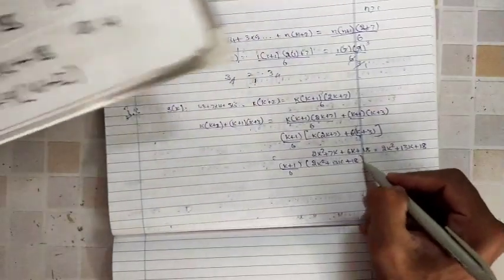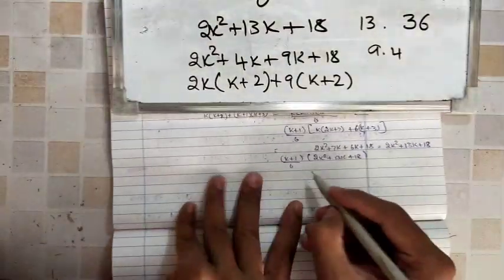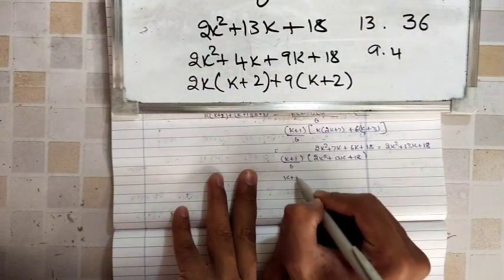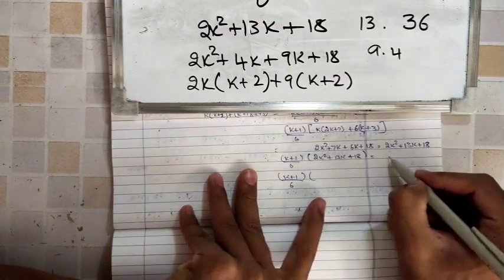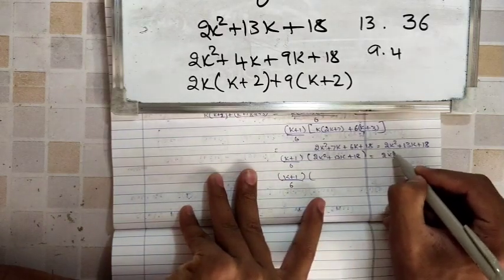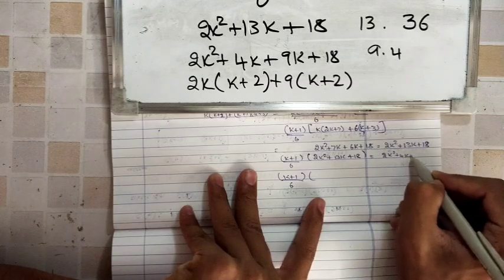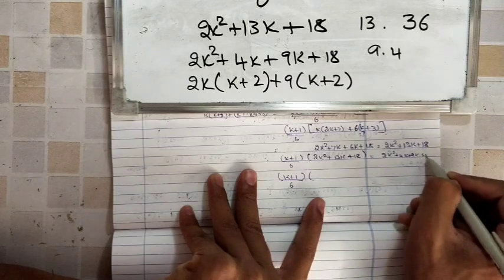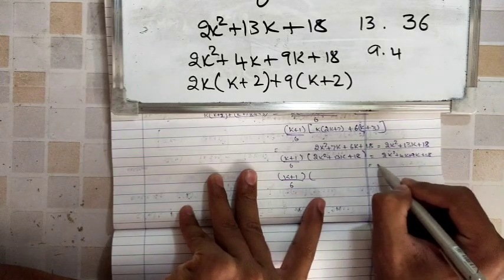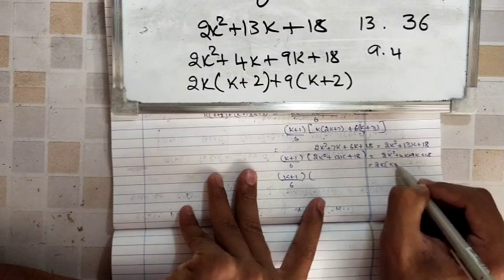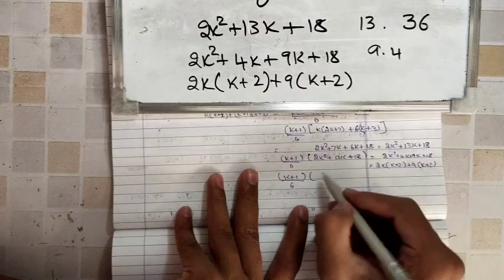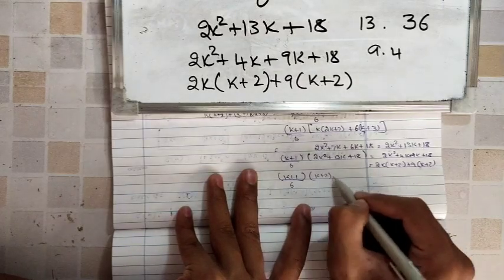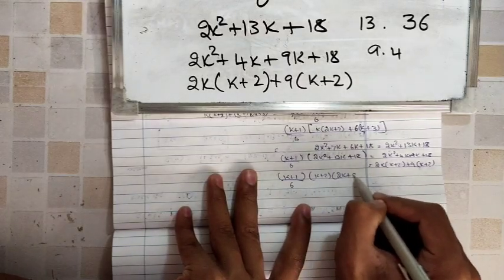Okay, so from this I can do it like that, right? I will keep it here and then I will write. So I can write k plus 1 divided by 6 into, this I will simplify here, 2k square plus 4k plus 9k plus 18, which is equal to 2k into k plus 2 plus 9 into k plus 2. Then I can simply write here k plus 2 into 2k plus 9.